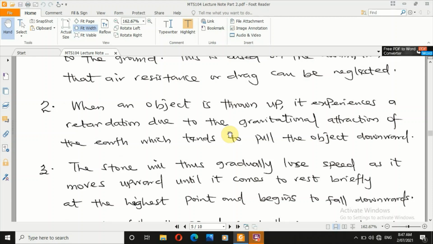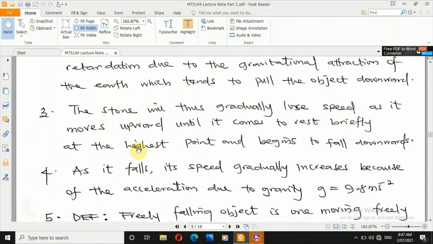We have the orbit where we have the moon. But from the orbit upward, another thing is happening. From the orbit downward, this thing is true. When an object is thrown up, it experiences a retardation due to gravitational attraction. Number 3, the stone will thus gradually lose speed as it moves upward, and it comes to rest briefly at the highest point and begins to fall downwards.